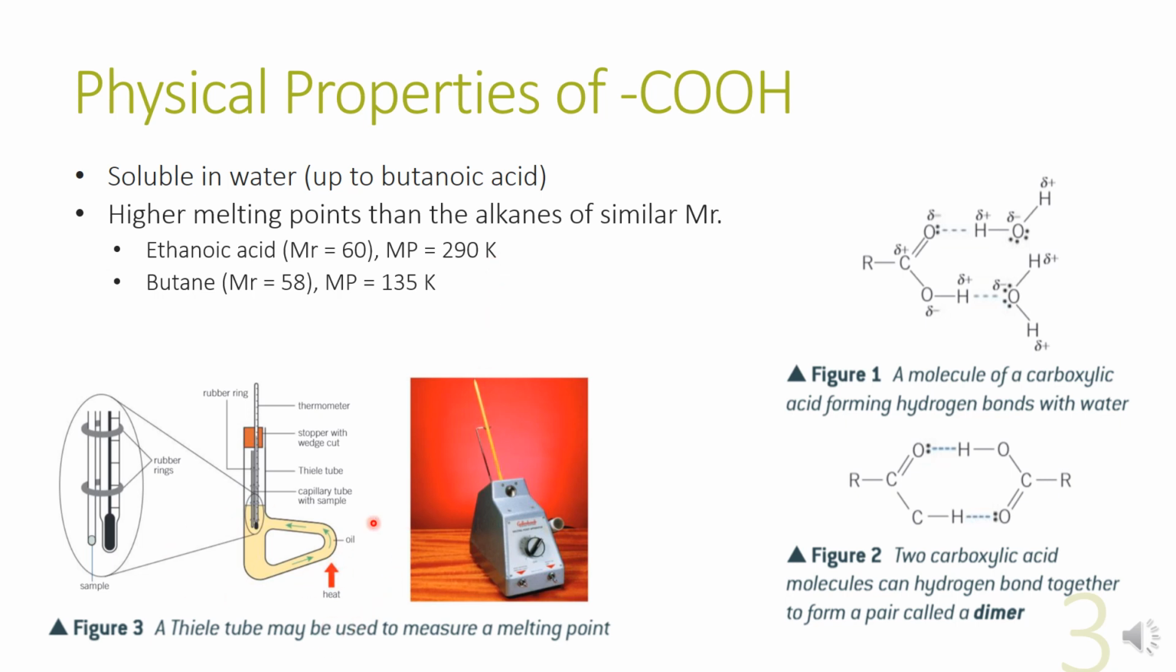Okay, here is the Thiele tube. This Thiele tube is used to measure the melting point. If you want more detail about the Thiele tube, you can find on YouTube how it works. But it is not needed in the syllabus, so it is just additional information. And the last one, it has a characteristic smell. Acids, for example vinegar, right? It has an unpleasant smell. That characteristic smell is produced from the acid.